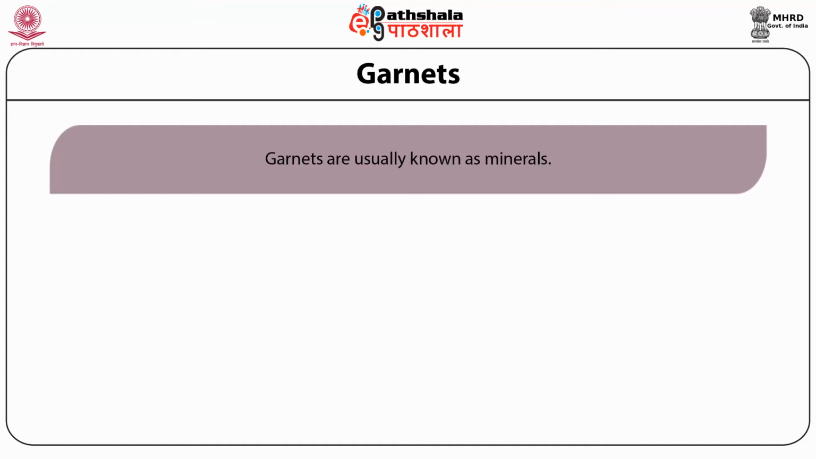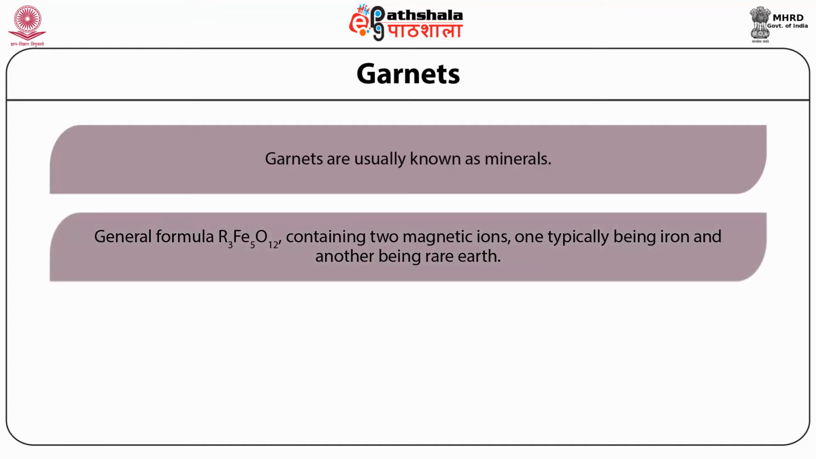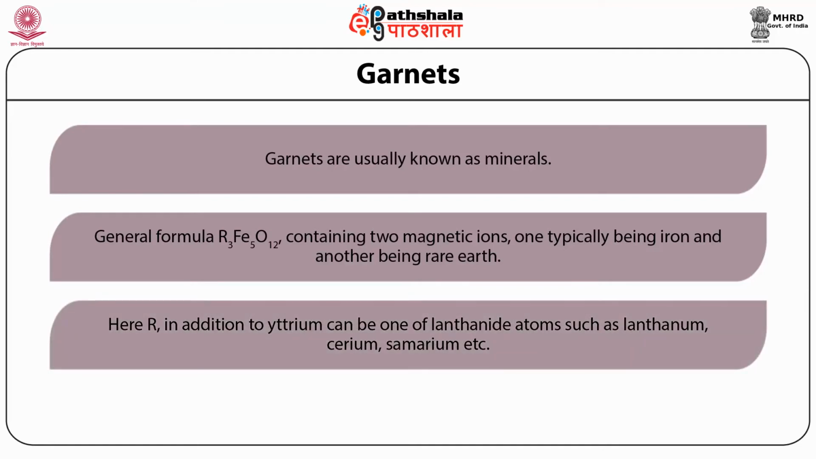Y3Fe5O12 represented by a general formula R3Fe5O12 containing 2 magnetic ions, one typically being iron and another being rare earth. Here, R in addition to yttrium can be one of the lanthanide atoms such as lanthanum, cerium, samarium, etc. So the unit cell of Y3Fe5O12 is cubic and contains 8 formula units.